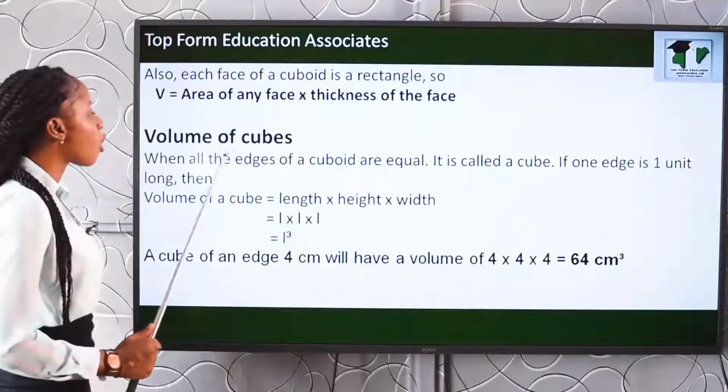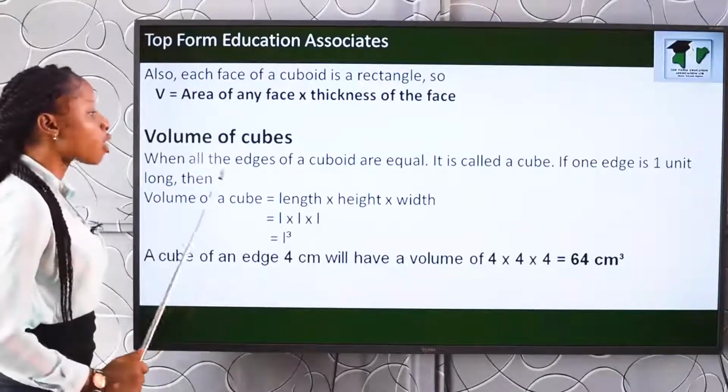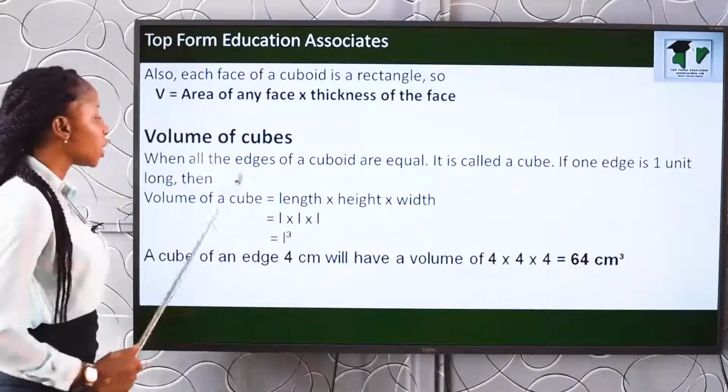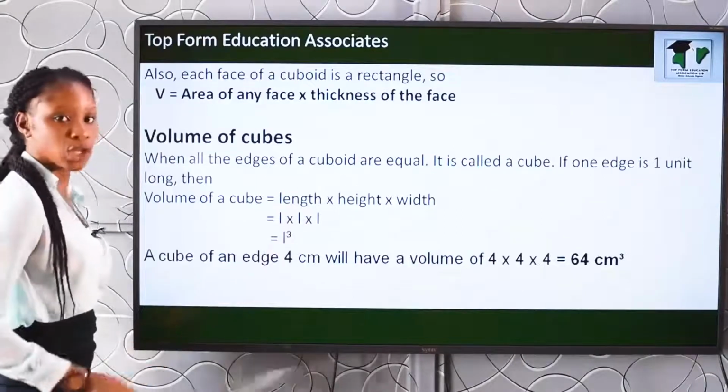Now let's go to volume of cubes. When all the edges of a cuboid are equal, it is called a cube.